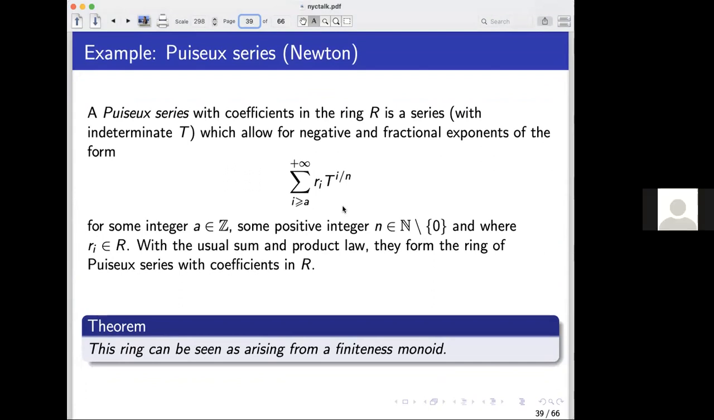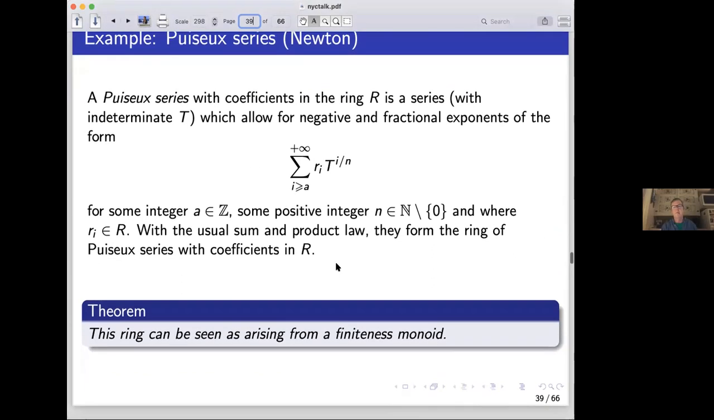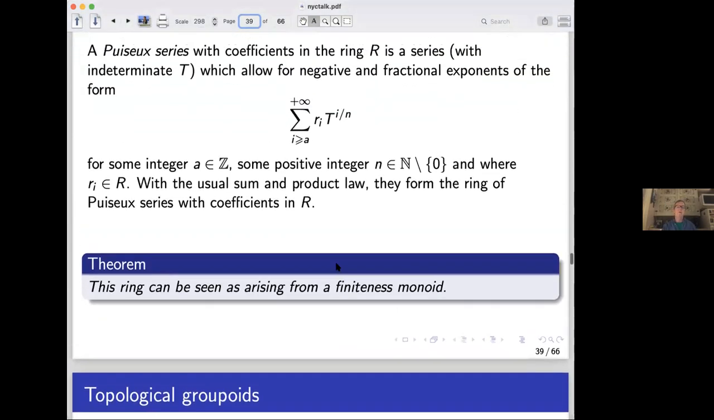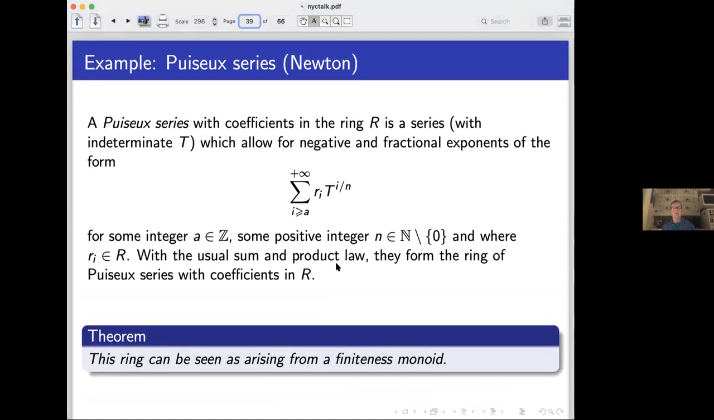So Isaac Newton really invented finiteness spaces, because this, as a ring, is an example of one of our linearizations of a finiteness monoid. That proof is non-trivial. I'm not going to do it, but it's in our paper. Okay, so that's the first application of finiteness spaces beyond just modeling linear logic. Now I want to run through another one.